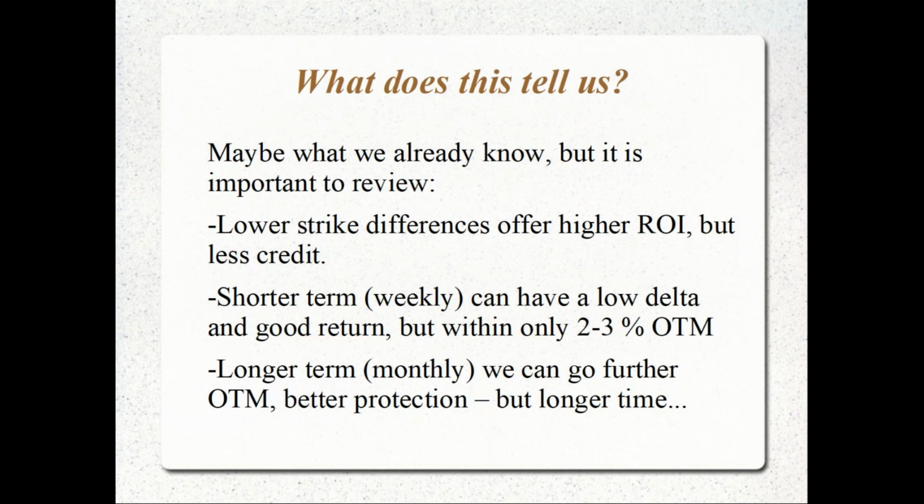Now, of course, with the longer term monthlies, you can go further out of the money for better protection, better cushion, still getting a good premium, and those high single-digit returns of 9, maybe 10 or 11% into the double-digit range with a 90% probability. But now it's longer time. Okay, now what's the problem? Now the problem is you have more time for the stock to move against you. So that's the trade-off. Weeklies versus monthlies, 50 cents versus dollar strike differences. This is what your expectations should be.